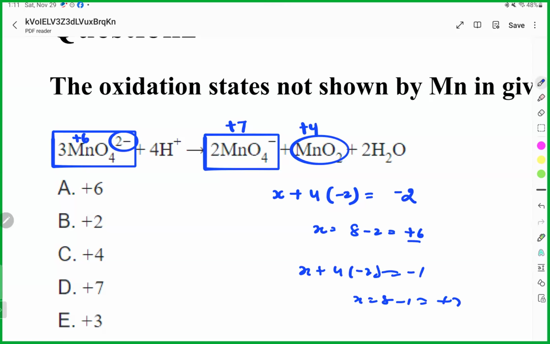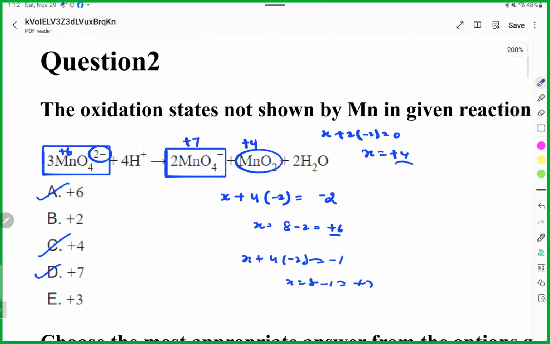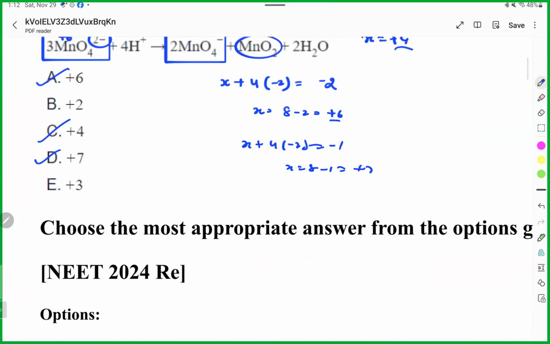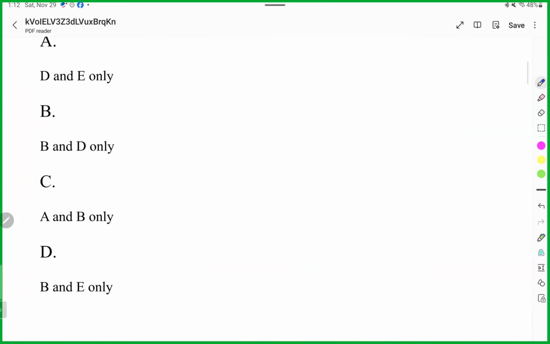All three of you should be extremely fast. The moment I ask a question, you should answer, because you have solved so many questions and already know. In this case, X plus 2 twos are 4, so -4 goes to the other side. So it's +4. So +6 is there, +7 is there, +4 is there. +2 is not shown by manganese. Correct? +3 is not shown by Mn either.